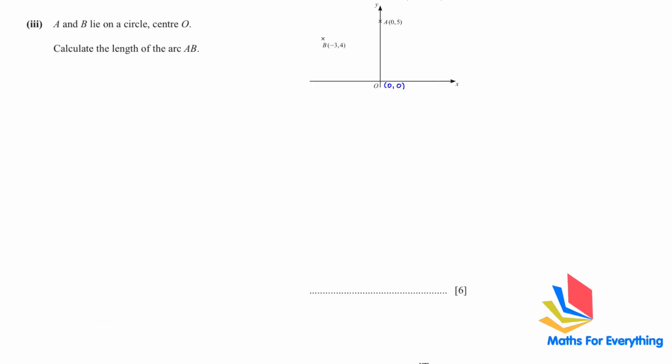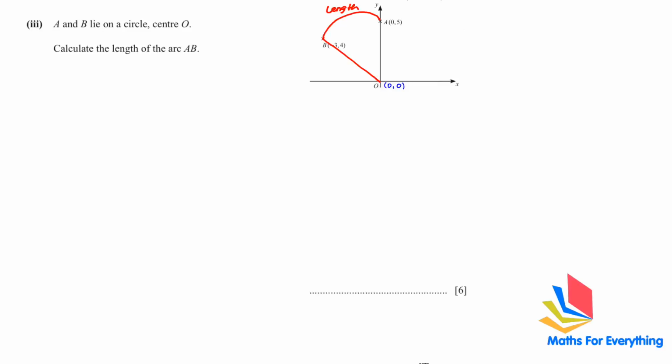A and B lie on a circle, center O. Calculate the length of the arc AB. And it's a 6 marks question. This question requires some thinking. Let's first see what an arc is. If you join these two points, this is your arc. This is the length of the arc we are supposed to find.